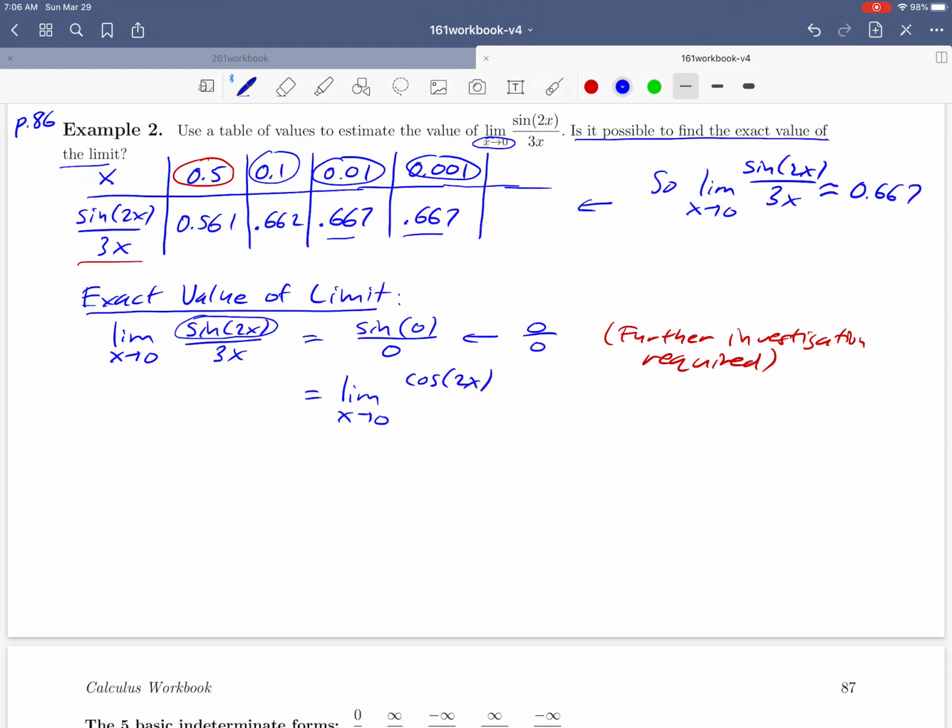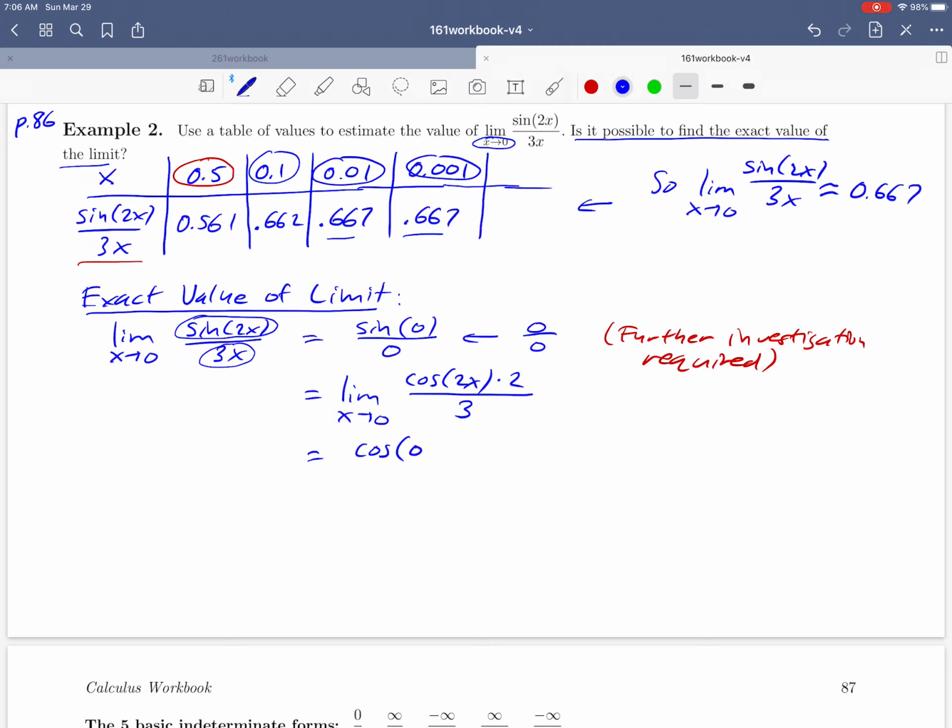If we start with the numerator, you would first ask, what is the derivative of sine of 2x? Well, that's a chain rule problem. We would get cosine of 2x times the derivative of 2x, which would put a times 2 at the end. And then what's the derivative of the bottom? The derivative of 3x is just 3.